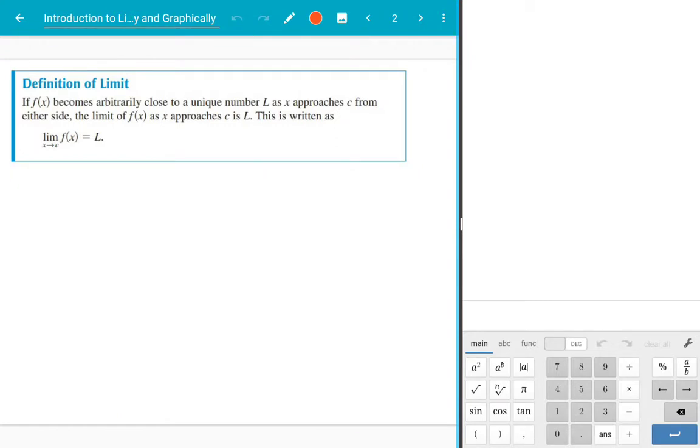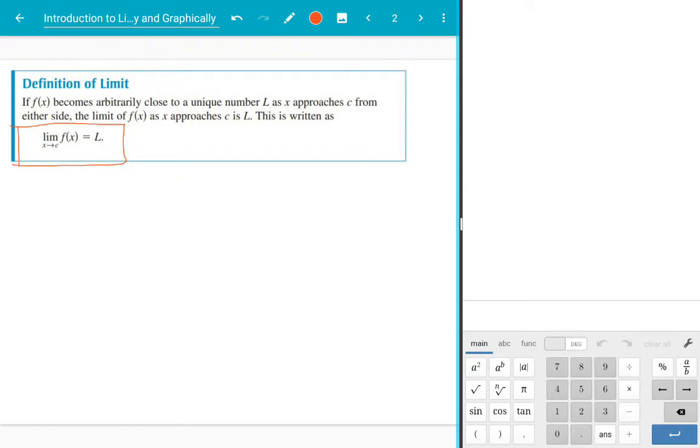What is a limit? The definition of a limit. It says if a function becomes arbitrarily close to a unique number L, just a particular number L, as x approaches c from either side, the limit of the function as x approaches c is L, and this is written as the limit of the function as x approaches c equals L. So this is the notation we're going to see a lot of.